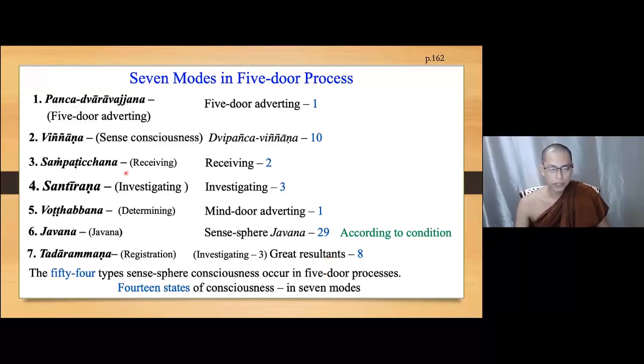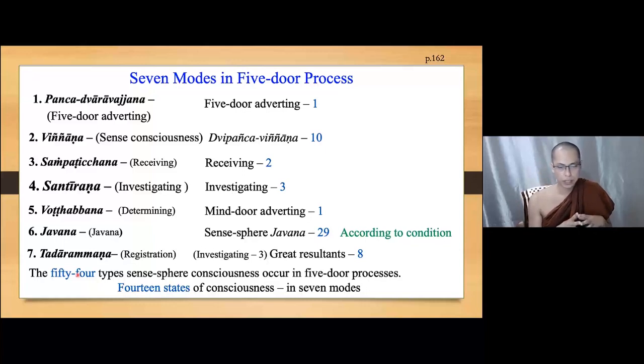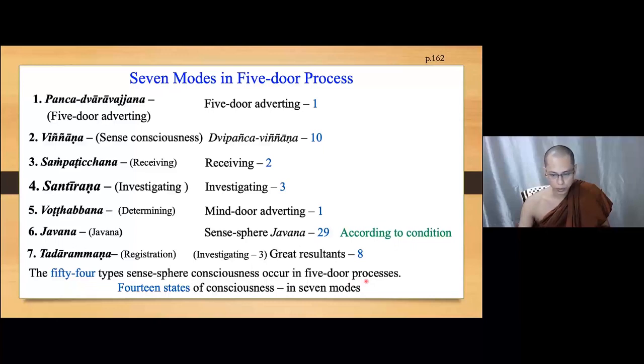If we count the states, state means the frequency of the mind movement, there are 14 states. If we count the javana for 7 times, it becomes the 14th state of consciousness running in each of the five door processes. This refers to the maximum cognitive movements of the very great object, the first class. So now we get the 7 moods and the types of consciousness, 54 sense sphere consciousness.